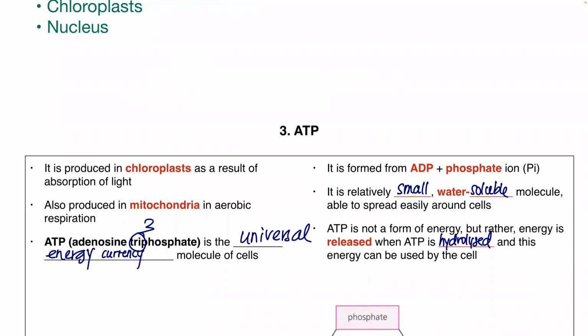So ATP is called a universal energy currency. No matter whether it is eukaryotes or prokaryotes or whatever cells, ATP is used as a general energy storage form. So you can use ATP to provide energy.